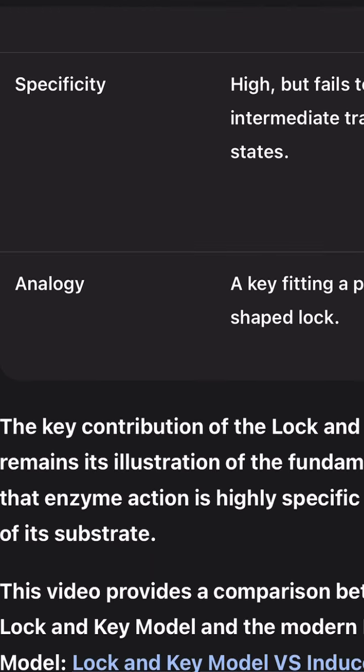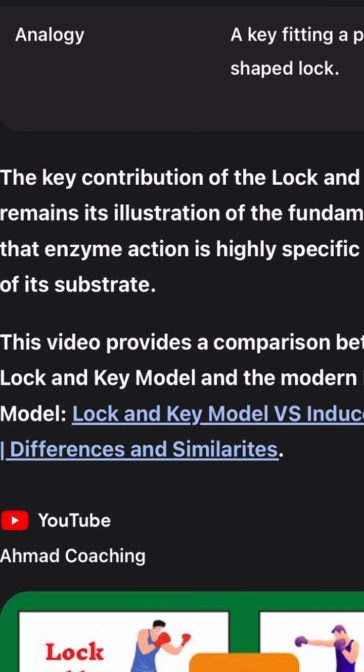Specificity: high, but fails to account for intermediate transition states, versus explains high specificity and how the enzyme's conformational change helps stress bonds and lower activation energy. Analogy: a key fitting a perfectly shaped lock, versus a hand fitting into a glove, causing the glove to mold around it.